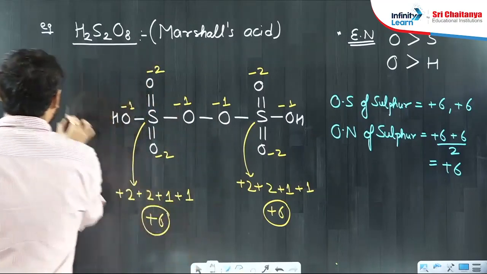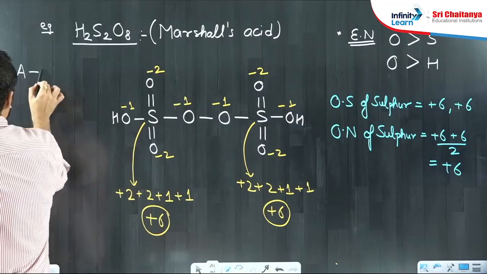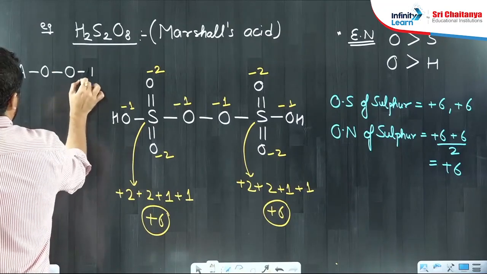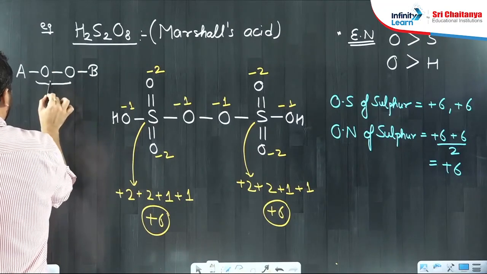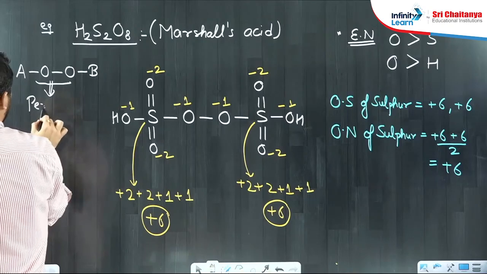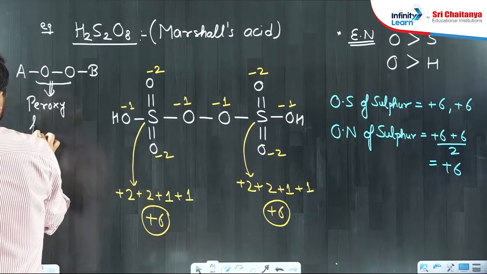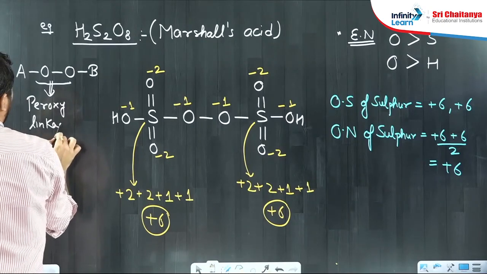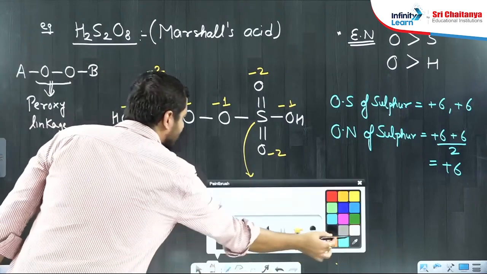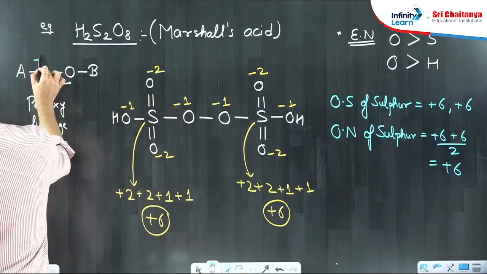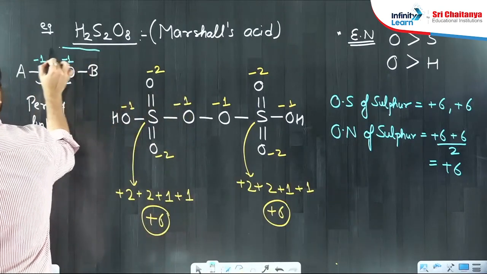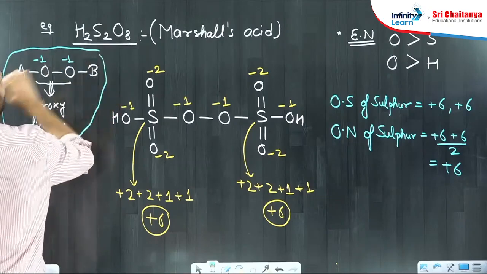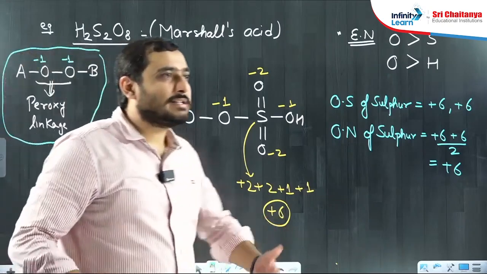So what extra point can I write? If it is A, oxygen, B, this linkage is called a peroxide or peroxy linkage. And whenever this type of linkage is present, oxygen has which oxidation number? -1, -1. So that's why we are getting +7 there.